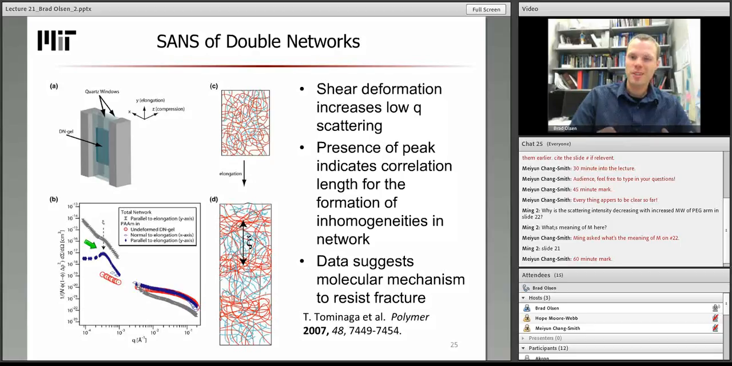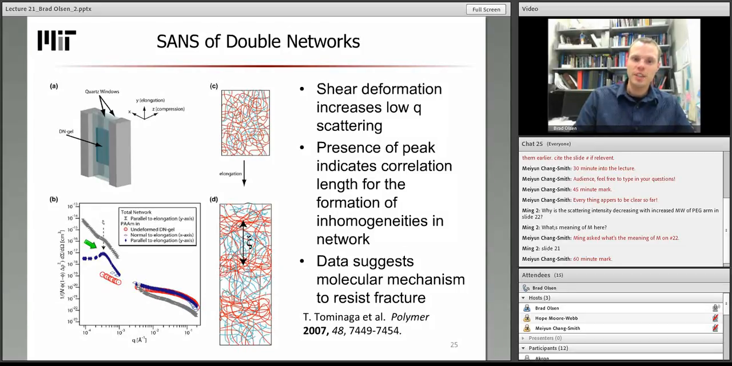So as prepared, essentially the two types of chemical networks are homogeneously distributed throughout the material. But when the material is stressed, the distribution of the networks becomes inhomogeneous. Essentially, one of the networks breaks apart at some regular length scale, and this length scale is observed as the correlation length in the double network hydrogel. And this fracturing or breaking apart at regular length scales in one of the networks dissipates energy that's imparted by the compression of the material.